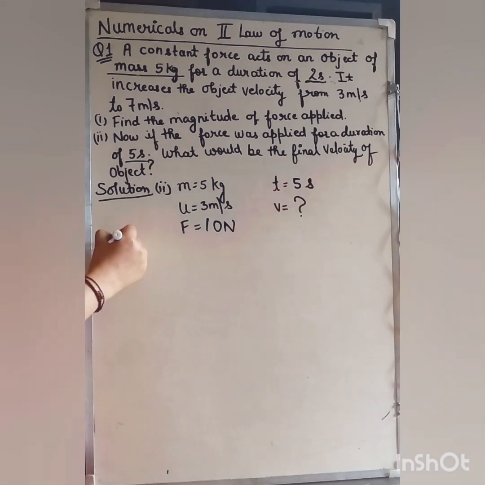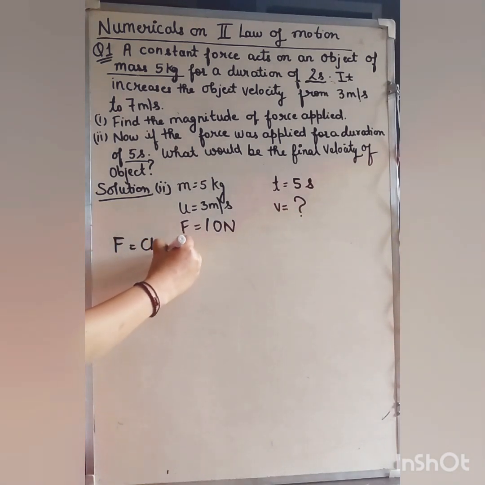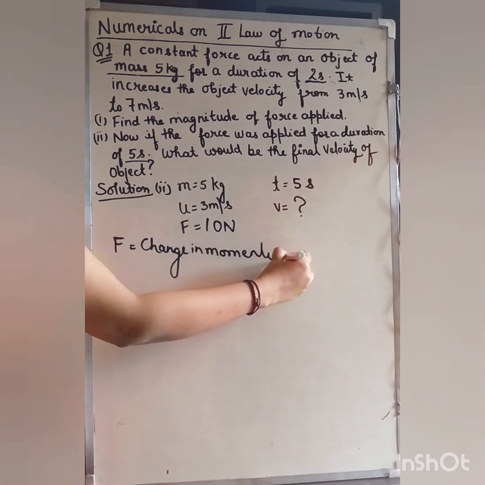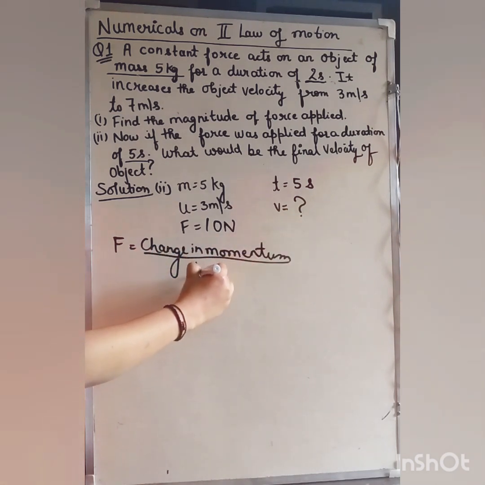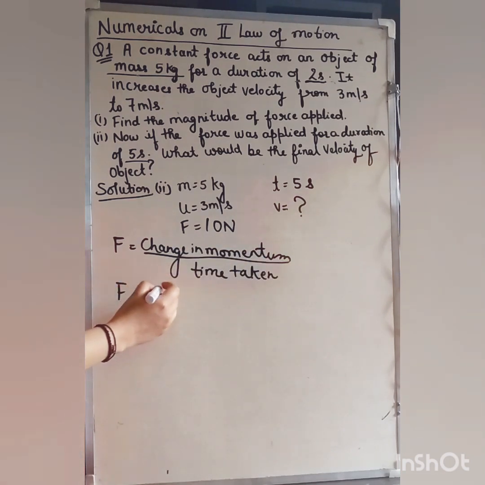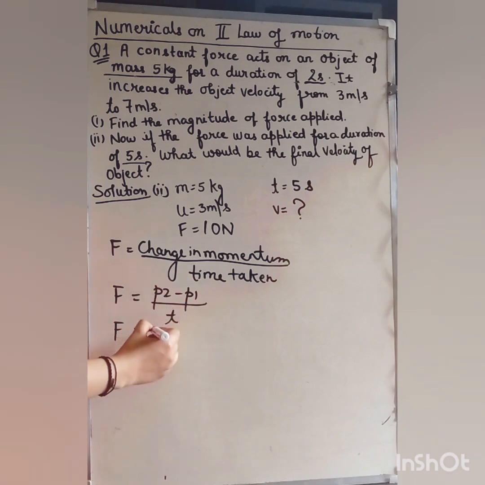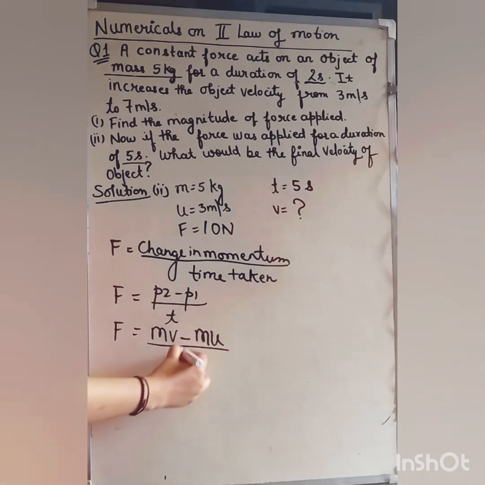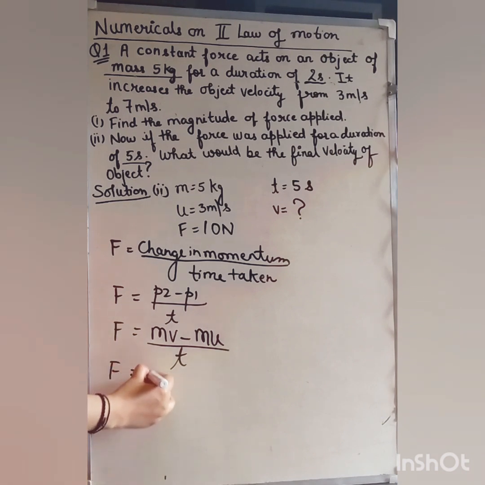Again I know that force is equal to change in momentum upon time taken. So F will be equal to final momentum minus initial momentum upon t. P2 will be the final momentum, that is mv, and P1 will be the initial momentum, that is mu, upon t. So taking m common, m into v minus u upon t.